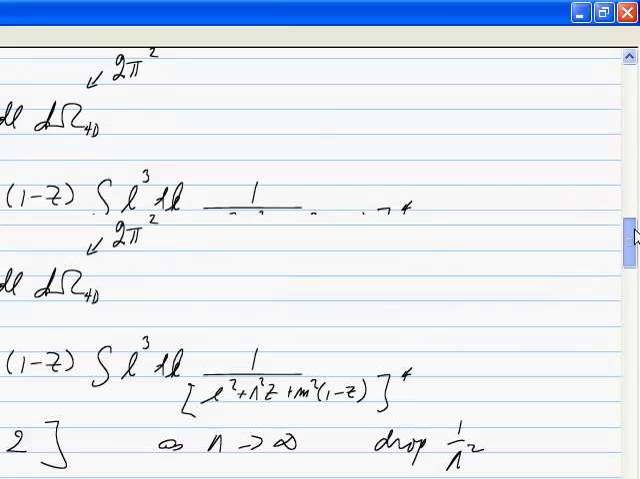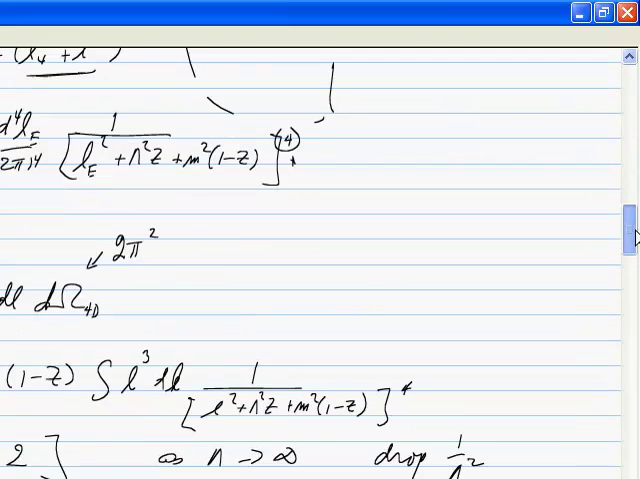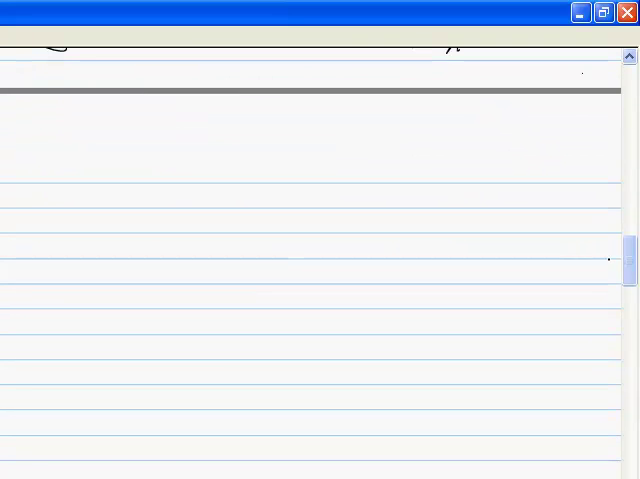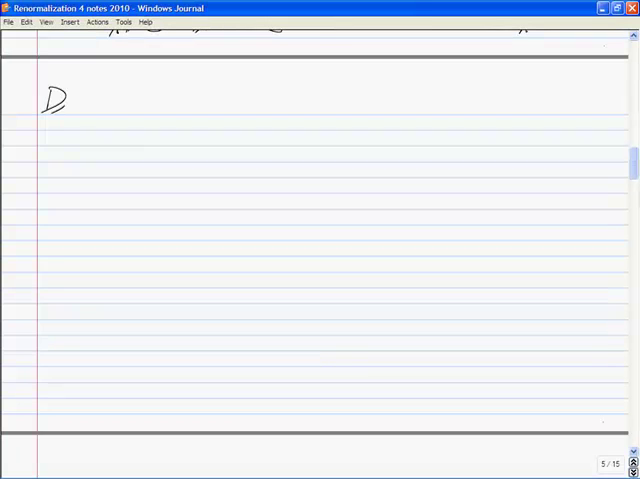Okay, so that's doing an integral by Pauli-Villars regularization. Let me do a more difficult one and more interesting one, dimensionally.